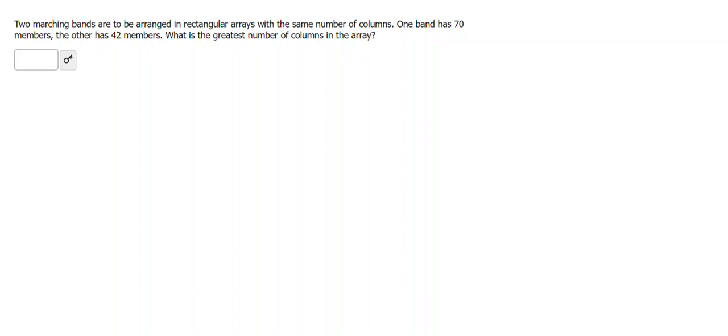Two marching bands are to be arranged in rectangular arrays with the same number of columns. One band has 70 members and the other has 42 members. What's the greatest number of columns in the array?